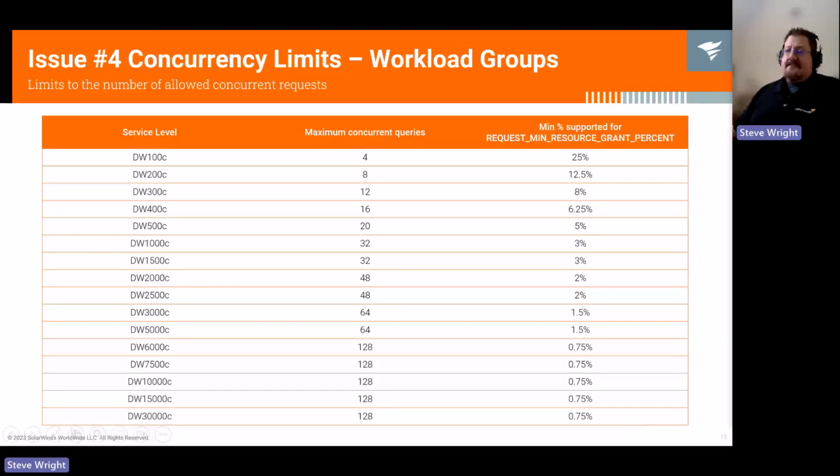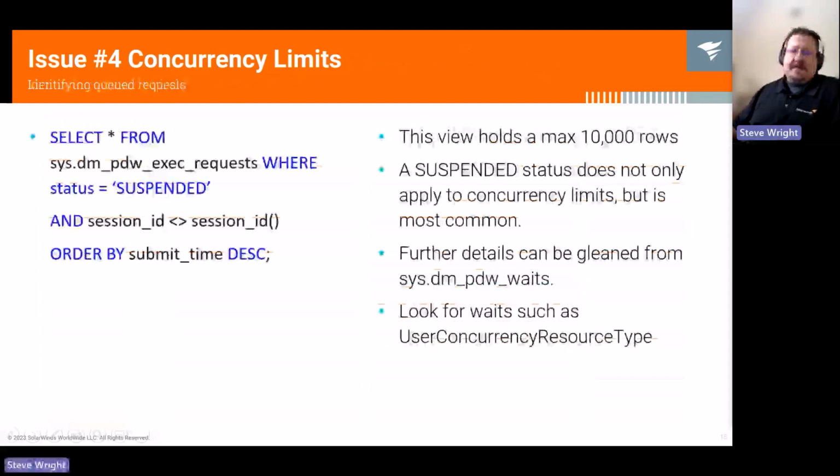So how do you tell if that's going on? And this one I've just got up in the slide here because it's pretty straightforward. Again, going back to that PDW exec requests, where, similar to what you see in SQL Server, if the status is suspended, that means that it is actively being queued. Right? It is out there. It's been received by the control node, but you've already hit your limits for the concurrent queries, and so that request is in that suspended state. You can have it ordered by submit time there, so you can see it chronologically.